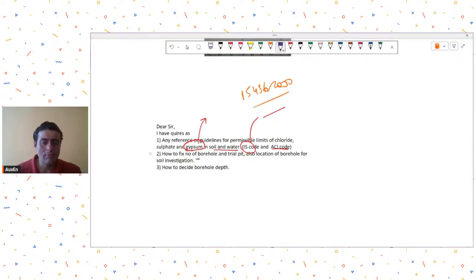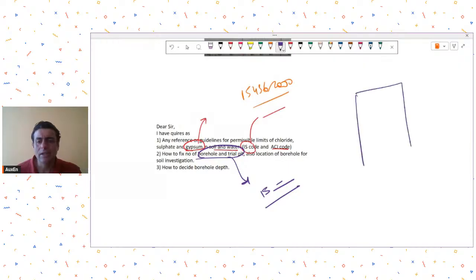How to fix the number of boreholes and trial pits? For the number of boreholes, there is an IS code, although I'm not able to remember it at this point. I think they have given that for some 10,000 area, you need to perform 4 or 5. So if you strictly follow the codal provisions, you may need around 4 or 5 boreholes in a very small plot size, which is not feasible actually.